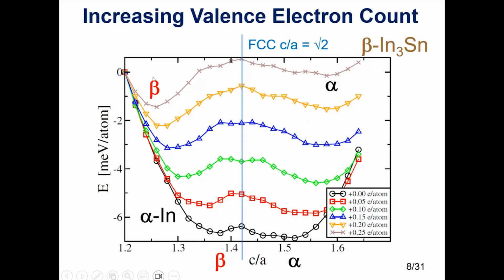And so here I show total energy calculations along the Bain path. Instead of starting at C over A of 1, I'm starting at 1.2.